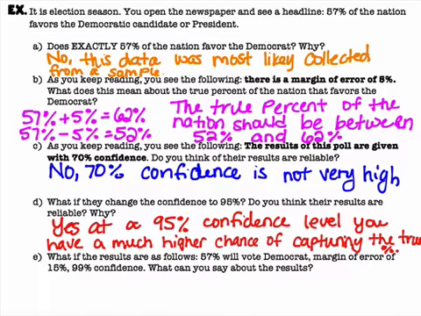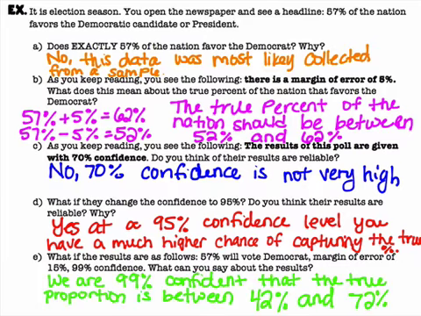What if the results are as follows? 57% will vote Democrat, margin of error of 15%, with a 99% confidence. What can you say about the results? So we would say that we are 99% confident that the true proportion of people who would vote Democrat is between 42% and 72%.